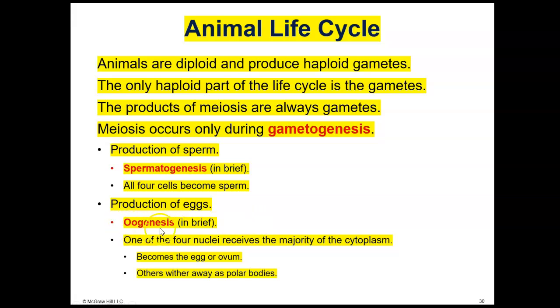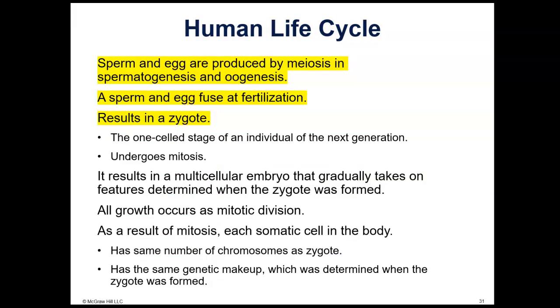But in the production of eggs during oogenesis, only one of the 4 cells will become the egg. The others will become polar bodies that cannot be fertilized. They're much smaller than the egg and they can't be fertilized. So sperm and egg are produced by meiosis during the processes of spermatogenesis and oogenesis. During fertilization, the sperm fuses with the egg and the resulting cell is the zygote.